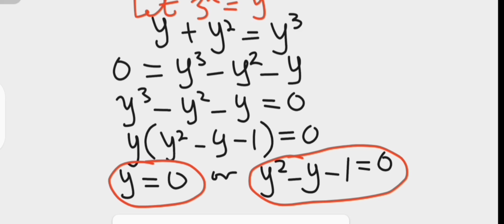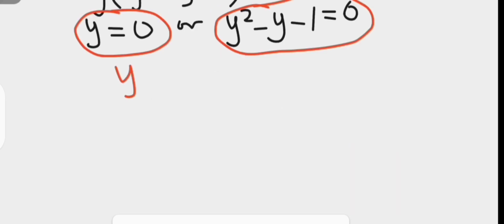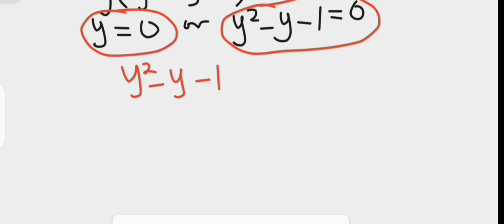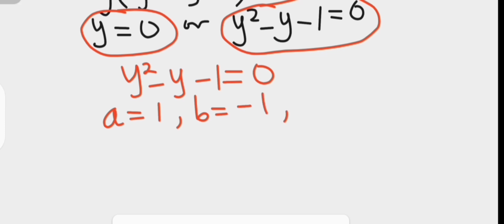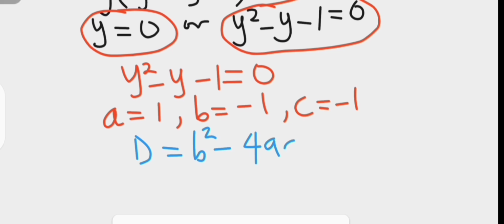And to do that, we are going to first find the discriminant in order to know the nature of its roots. So considering y squared minus y minus 1 equals 0, and comparing with the general form of a quadratic equation, the coefficient of y squared is 1, so a is 1, the coefficient of y is minus 1, that is b is minus 1, and the constant term is minus 1 as well. Then the discriminant d is b squared minus 4ac.